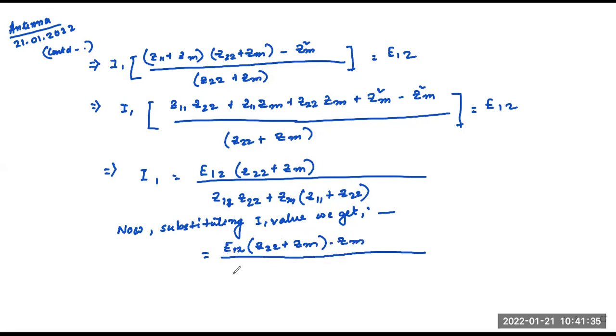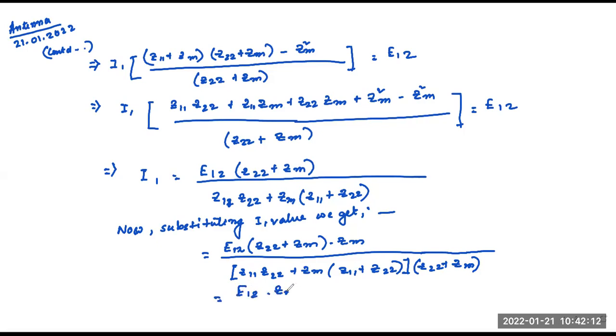Z of 1 1 Z of 2 2 Z of m, common Z of 1 1 plus Z of 2 2 bracket close into Z of 2 2 plus Z of m. That gives us E of 1 2 into Z of m by Z of 1 1 into Z of 2 2 plus Z of m into Z of 1 1 plus Z of 2 2.